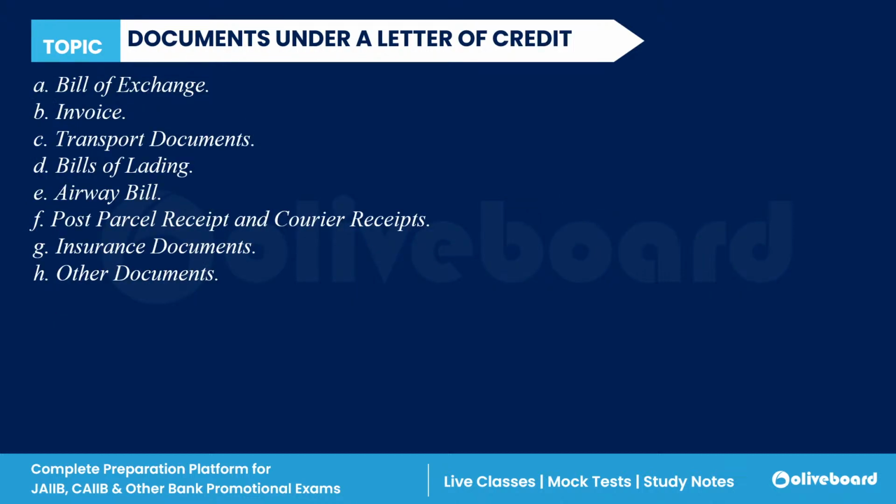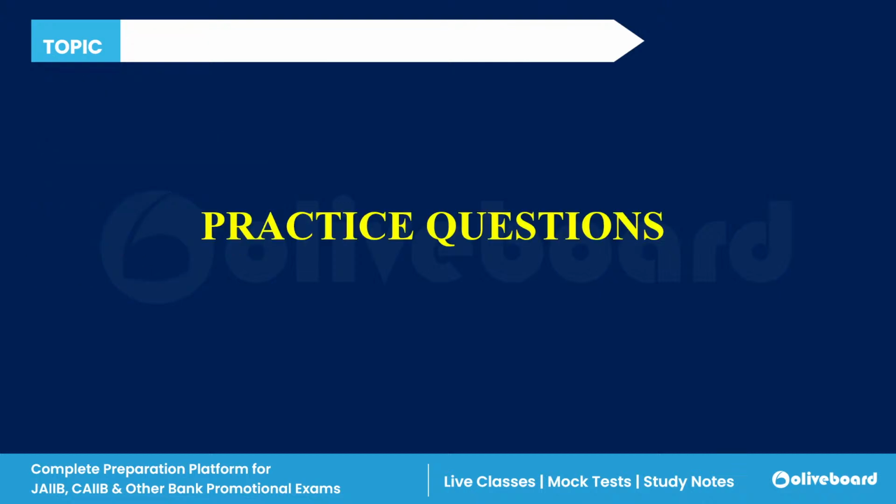Now these are the documents which are needed in the letter of credit. So there is a bill of exchange, invoice, transport document, bill of lading, airway bill, post parcel, insurance, and other documents. So these are the different types of documents which are needed in the letter of credit. Clear? So this is the complete chapter.